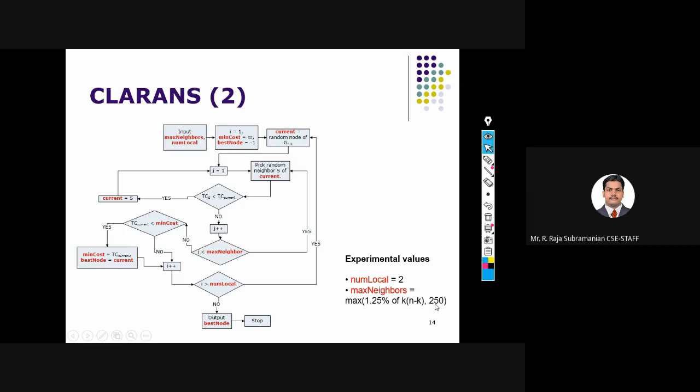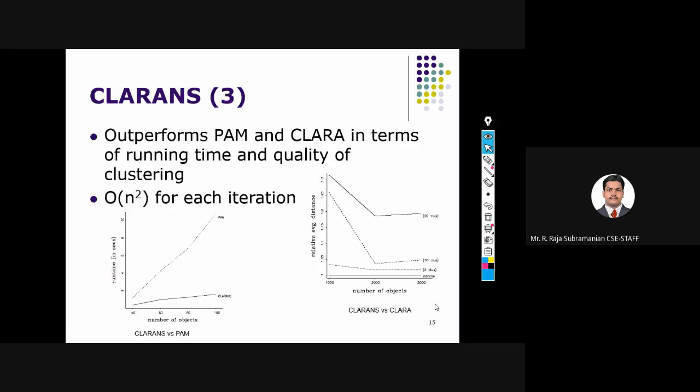So surely CLARANS uses some randomized search. Randomly it is picking some points and finding the best medoid. So surely it can handle even a very large data set much more efficiently. That is with respect to them.